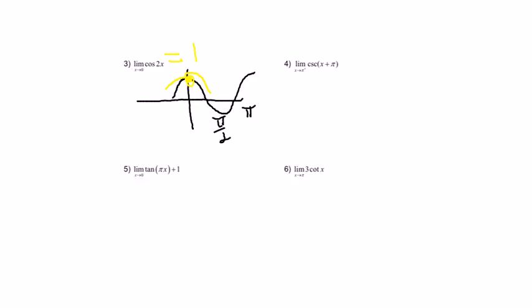It's getting more and more fun, isn't it? Okay, number 4. We have the limit as x approaches pi from the right of cosecant of x plus pi. Okay, so let's remember what that is. Cosecant of x plus pi. That's a phase shift, the x plus pi. We just have a phase shift there. So let's draw our graph.